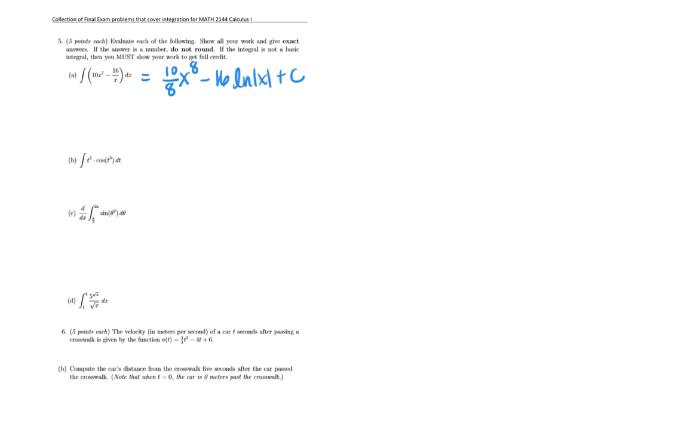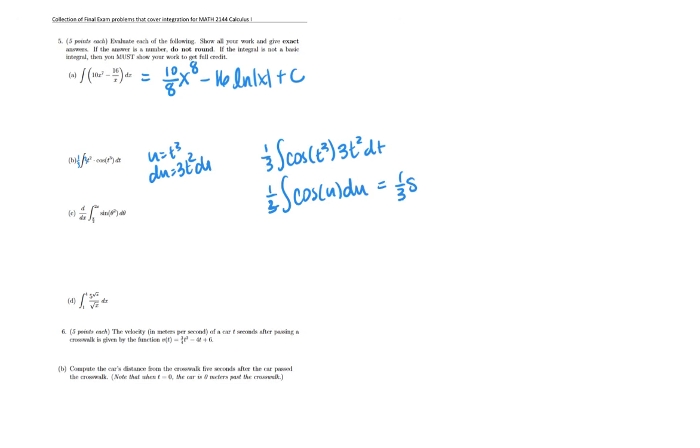For this one, I'm going to let u equal t cubed. So du is 3t squared dt. So I need to introduce a 3 on the inside and a 1/3 on the outside. So I'll have 1/3 integral of cosine of t cubed times 3t squared dt. So I'm ready to do my u substitution, cosine of u du. So an antiderivative of cosine is sine. And if I go back to my t's, I get 1/3 sine of t cubed plus c.